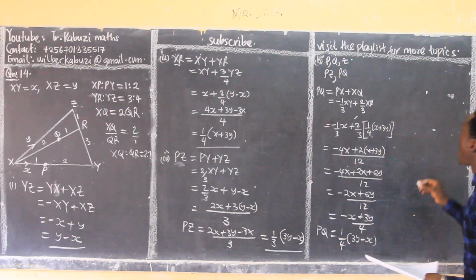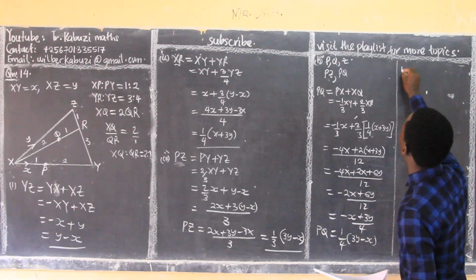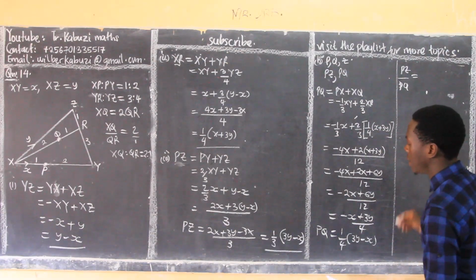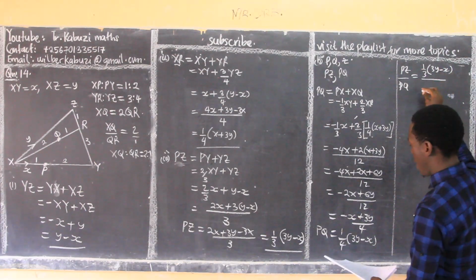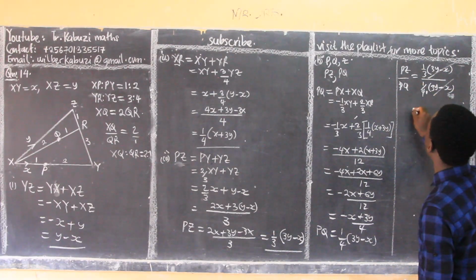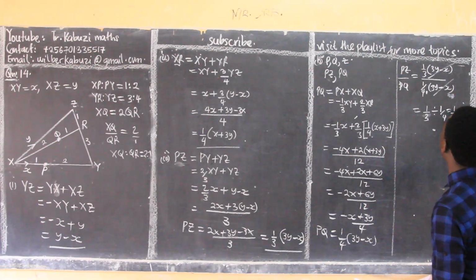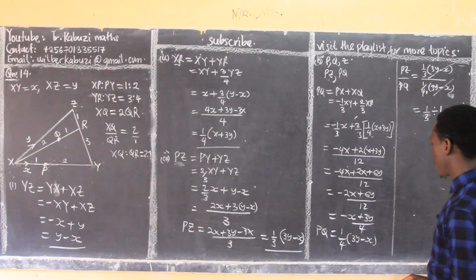Now, so that they are collinear, I have to get a ratio between these two. So my ratio, I can say now PZ over PQ. As long as we get the ratio, they are collinear. Our PZ was a third into 3y minus x over a quarter into 3y minus x. As long as these two can cancel, you see that I have 1 over 3 divided by 1 over 4, which will be 1 over 3 times 4. That will be very easy that way.